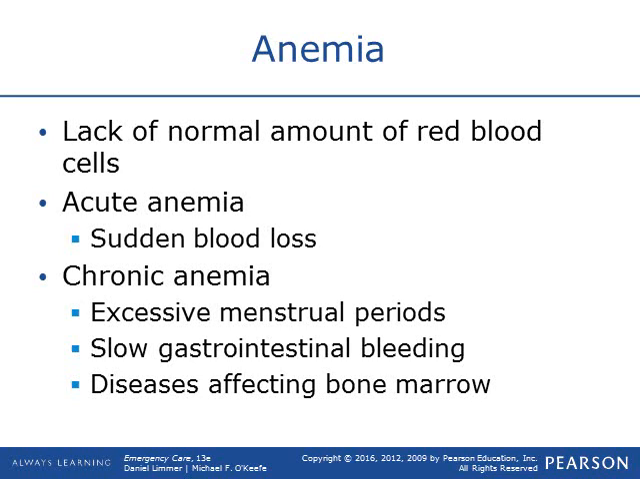Anemia is the lack of a normal amount of red blood cells. It can be acute anemia, just a sudden blood loss, or it could be chronic. Such patients may have excessive menstrual periods, slow GI bleeding from chronic ulcers, things like that, or diseases affecting bone marrow. Some patients who are anemic will have blood infusions regularly, so asking when was the last blood infusion or transfusion will help you identify ailments of the patient.